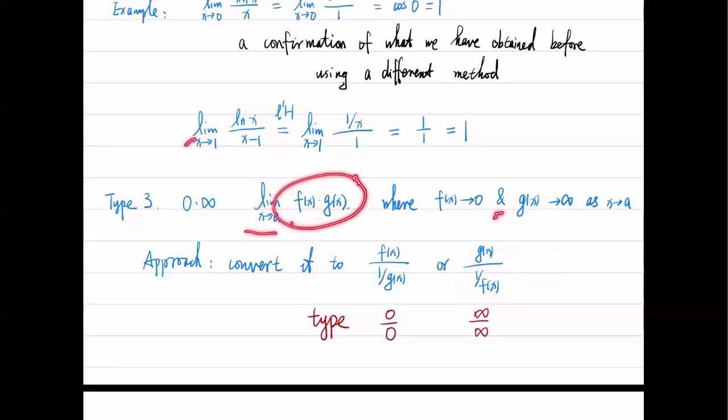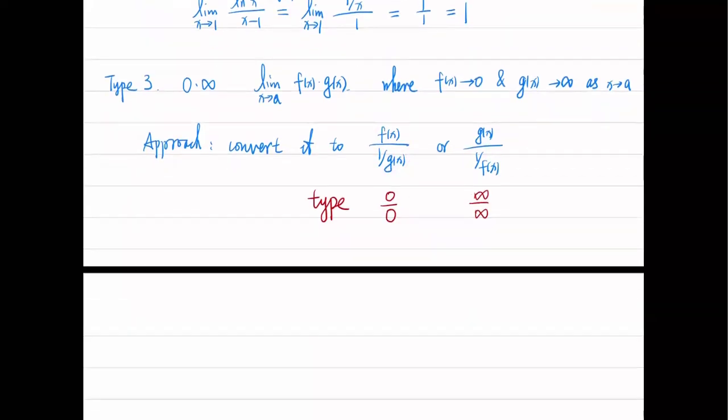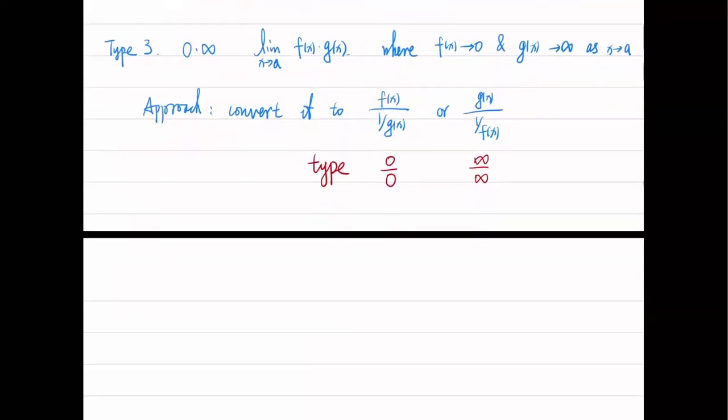So we make the conversion, convert the product to the quotient of 1 with the reciprocal. Then we have these two types. We can check, pick the one that's easier, and apply the L'Hopital rule. A typical example is the following limit.